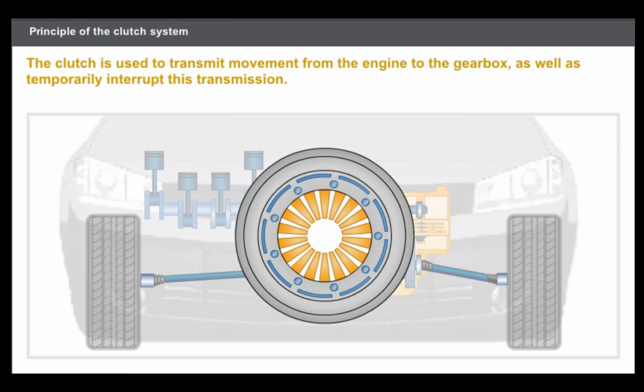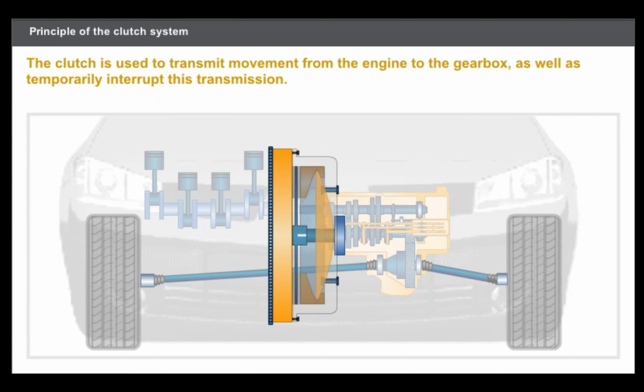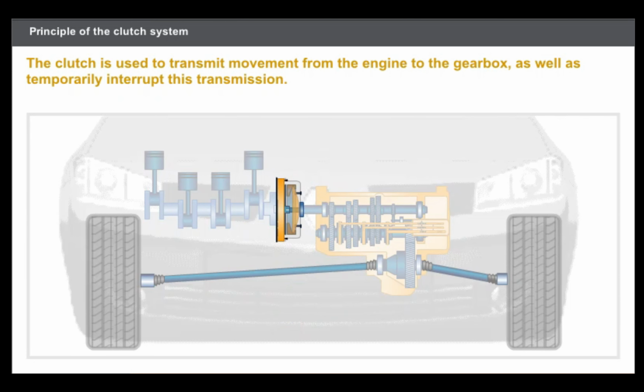The clutch is used to transmit movement from the engine to the gearbox. The clutch is also used to temporarily interrupt the transmission of movement from the engine to the gearbox. The clutch is located between the manual gearbox and the engine.